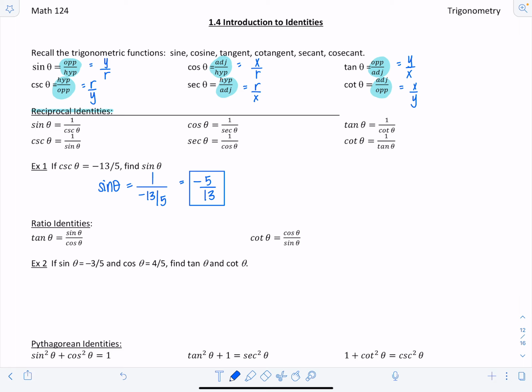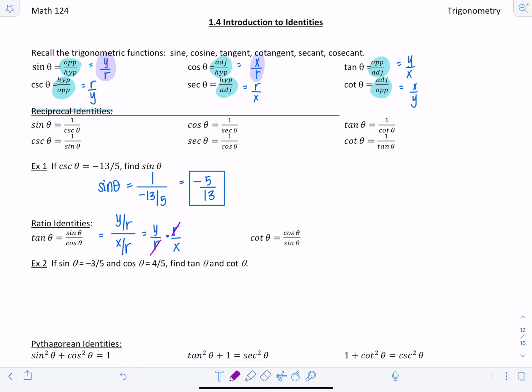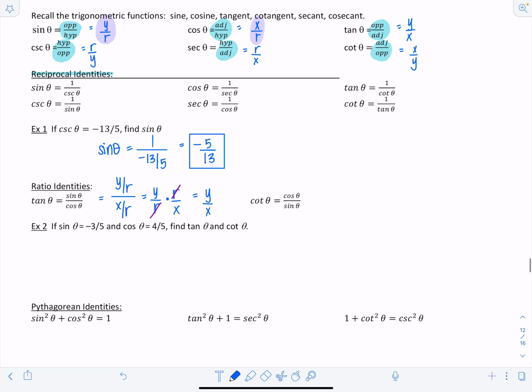Now, why is this? Why is tangent theta sine theta over cosine theta? Well, remember, sine theta is y divided by r. And cosine theta is x divided by r. And I can simplify this. This is y divided by r divided by x divided by r, or times r divided by x. The r's cancel out. And now I'm just left with y divided by x, and that's my tangent theta, okay? And you can do the same thing for cotangent theta.